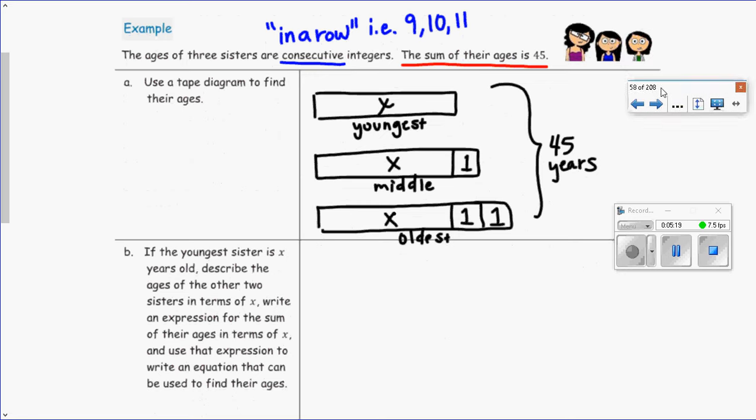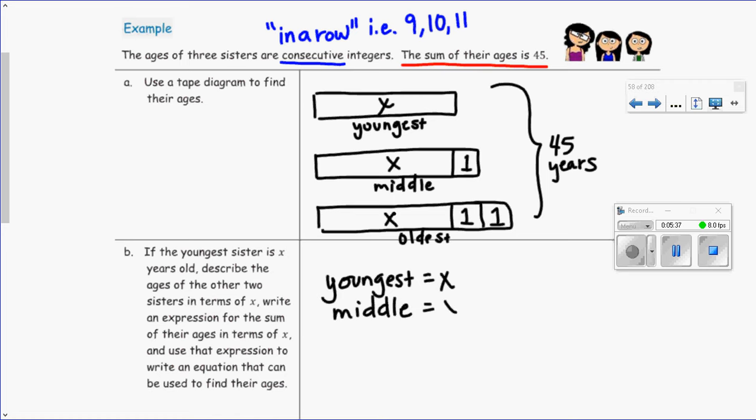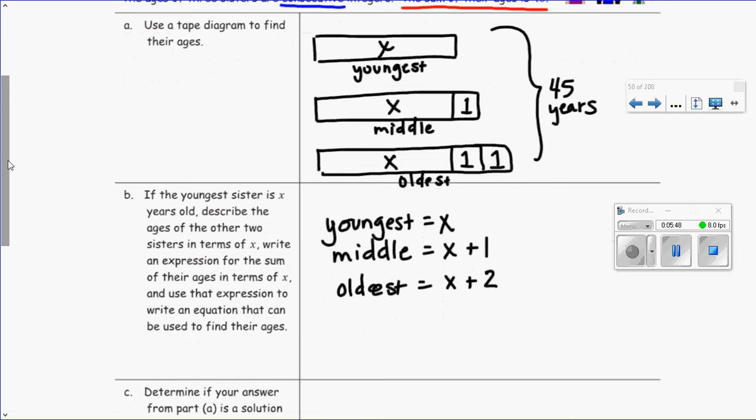Okay, so down below, we know that the youngest sister is x years old. And then how would we explain the middle sister? Let's write out youngest, because y is a variable, that would be confusing. Okay, so the youngest is x. The middle is x plus 1. And the oldest would be x plus 2. Because there's the youngest, her middle sister is a year older, and her oldest sister is 2 years older.